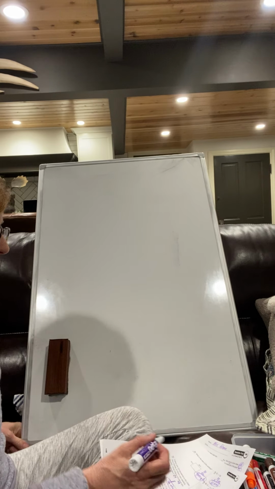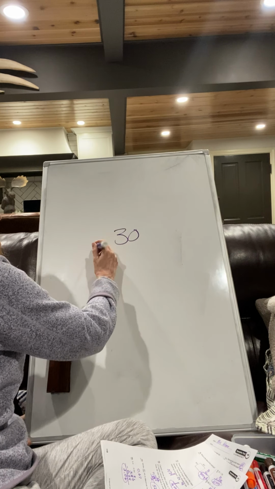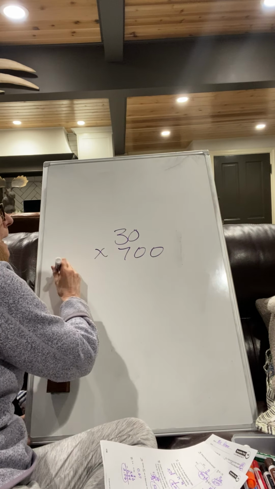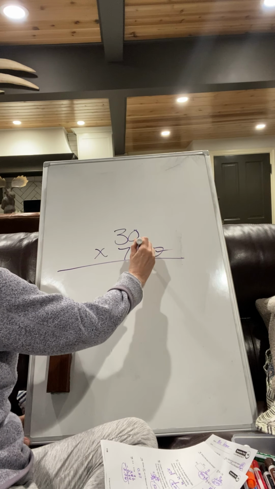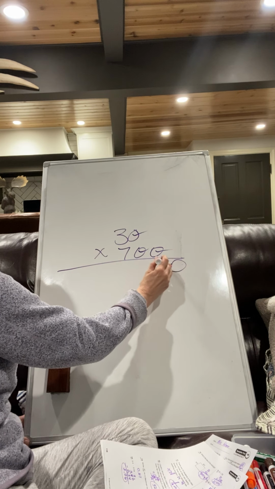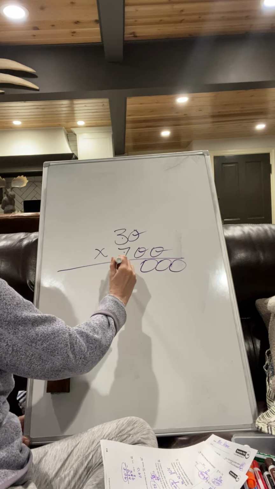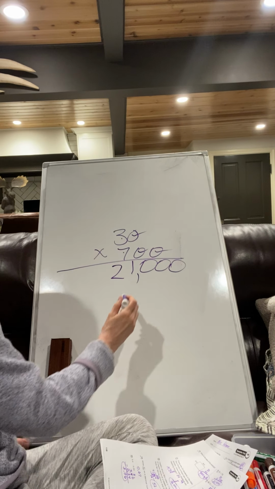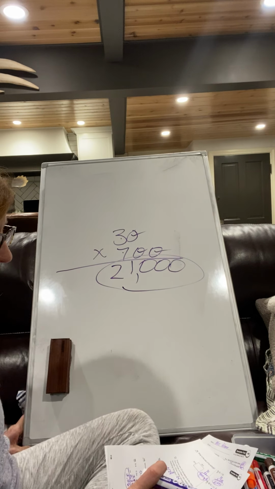Number 15, 30 times 700. You should be able to do this one in your head. You've got 1, 2, 3 hanging outies. 7 times 3 is 21. So your answer, 21,000.